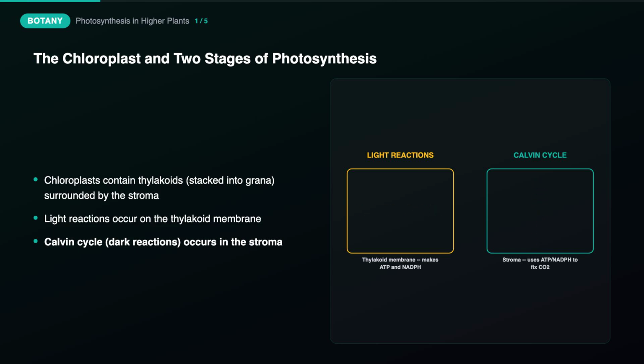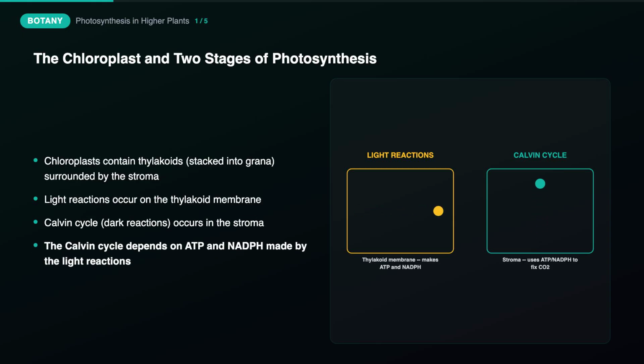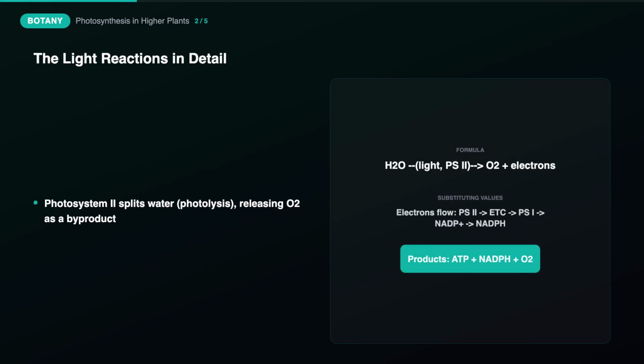Despite the name, the Calvin cycle doesn't create darkness. It simply doesn't directly use light itself, but it does depend entirely on the ATP and NADPH produced by the light reactions. This is a critical exam point. If you stop the light reactions, the Calvin cycle stops too, even in continued darkness, because it runs out its energy supply. The light reactions begin when chlorophyll and accessory pigments, organized into clusters called photosystems, absorb photons of light.